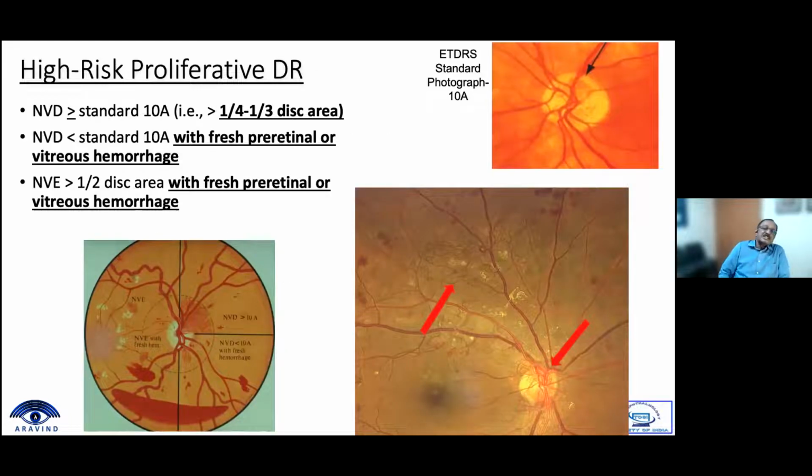So what are the high-risk proliferative changes that you would see? The ETDRS had given standard photographs, and standard photograph 10A that I've shown here is an indicator for us to compare whether it is more than or less than.